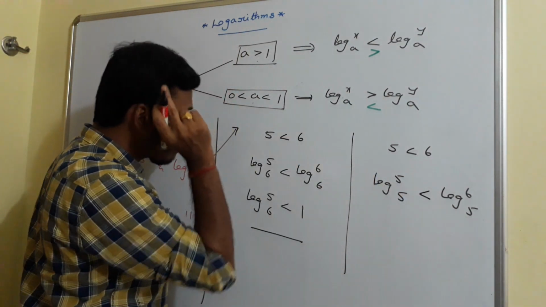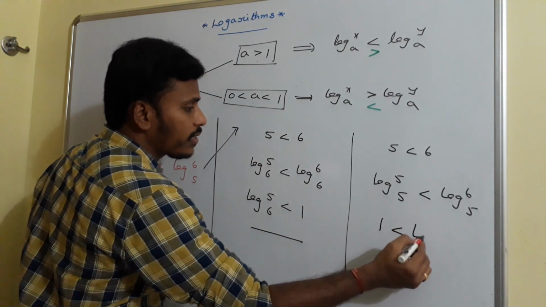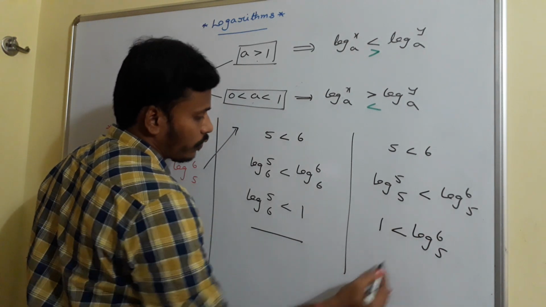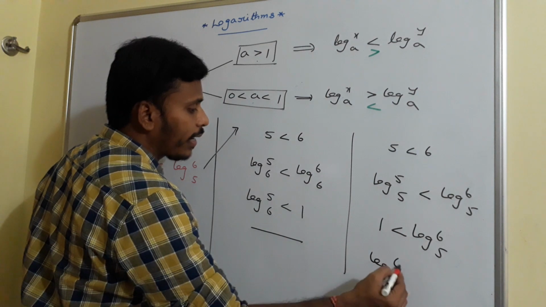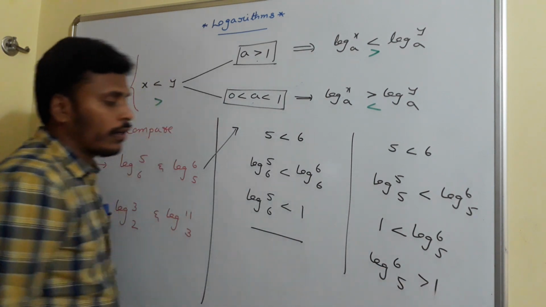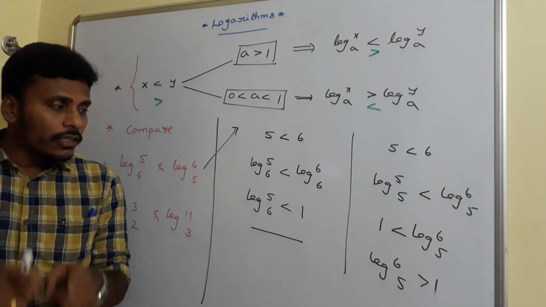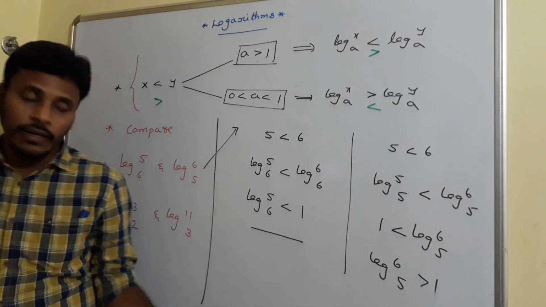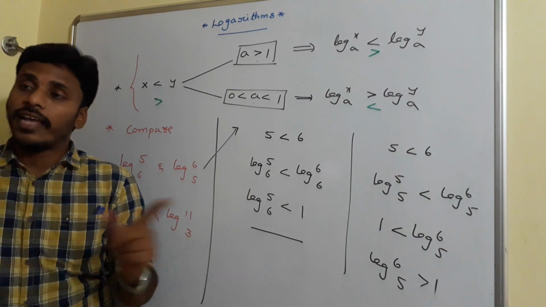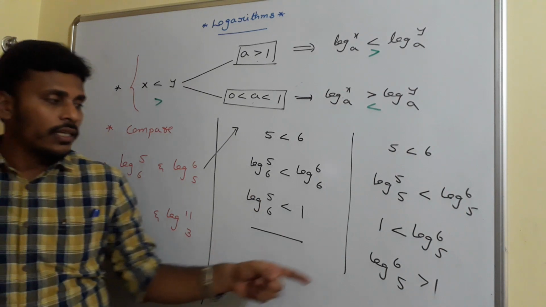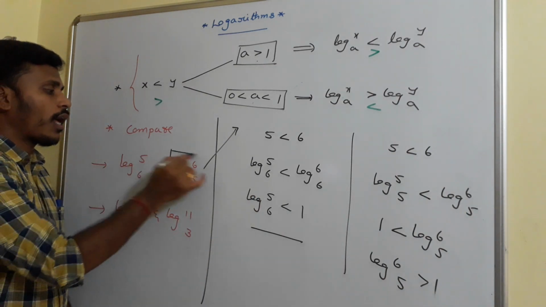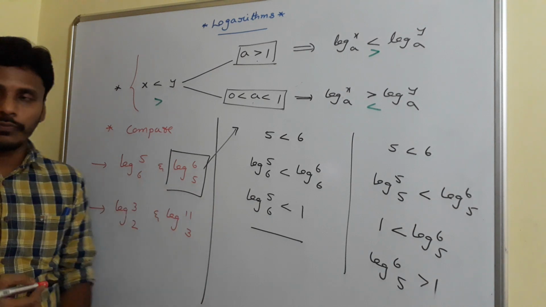Now this logarithm of 5 base 5 is 1, which is less than logarithm of 6 base 5. It in turn represents that log 6 base 5 is greater than 1. So if you take 1 as a barrier, log 6 base 5 is greater than that 1, whereas this log 5 base 6 is less than that 1. So clearly log 6 base 5 is the larger value among these two.